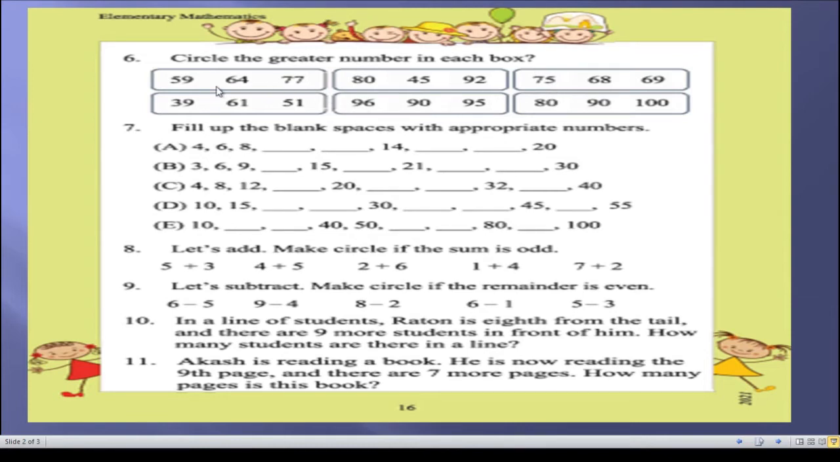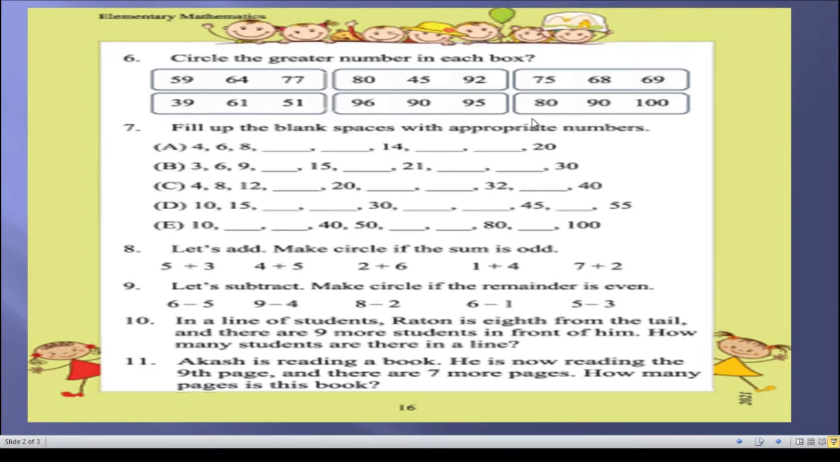Then in the next box there are 39, 61, and 51. You can also easily find the greater number here. Yes, 61 is the greater number. So you should draw a circle around 61. Then in the next box the numbers are 96, 90, and 95. Can you guess which is the greater number? The greater number is 96. So you should make a circle around 96.